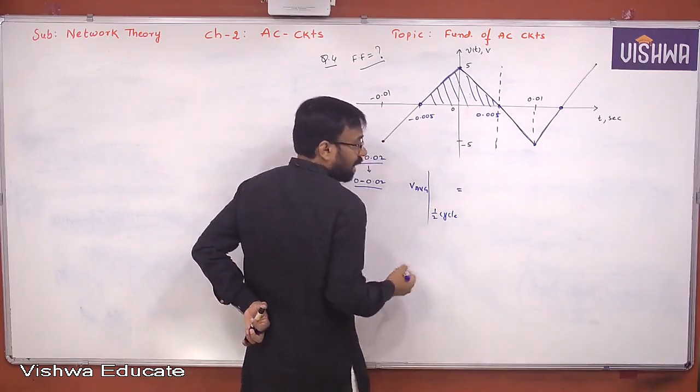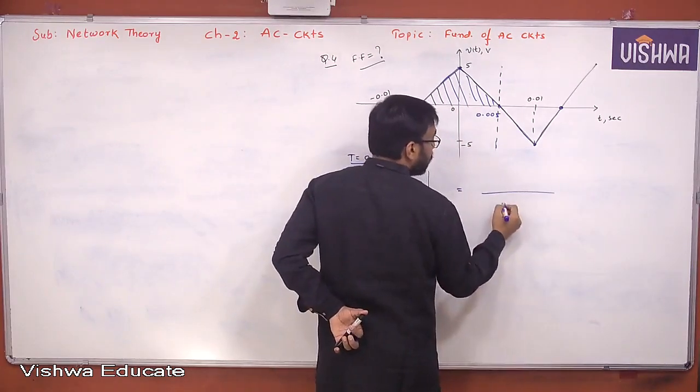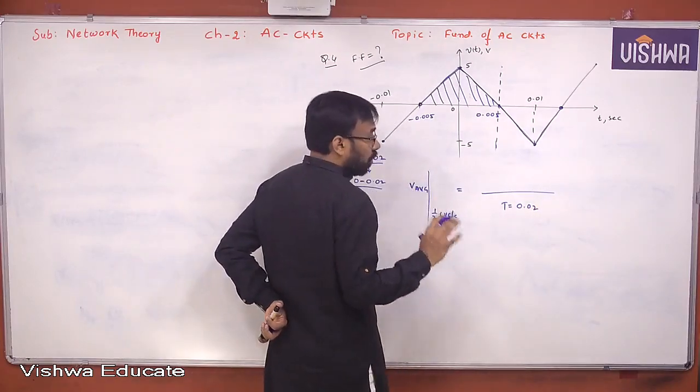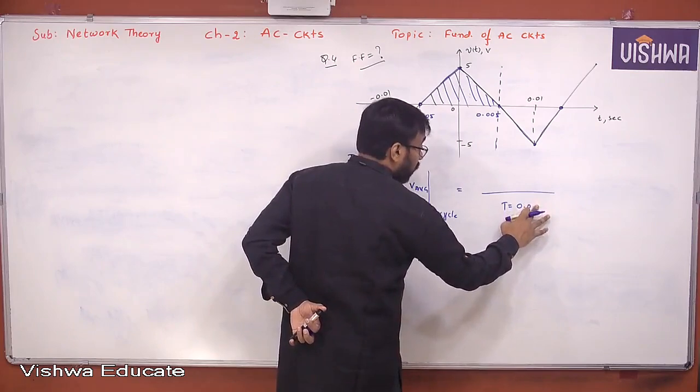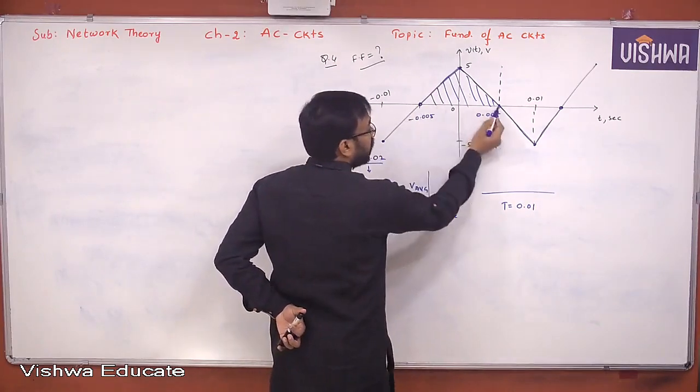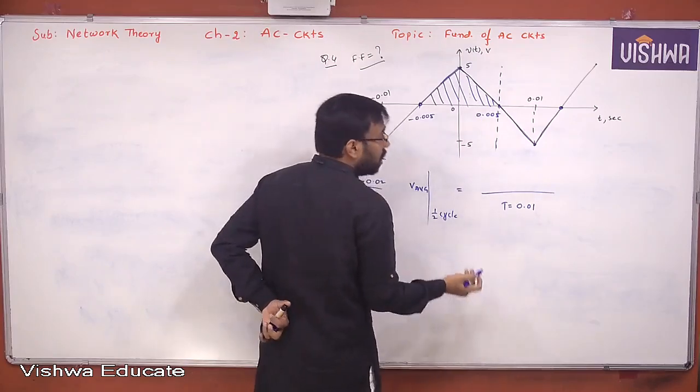Only a half cycle I am selecting. Time period is very clear, 0.02. Because only a half cycle you are taking, right? 0.01. The difference between these two is what? 0.01. Half.